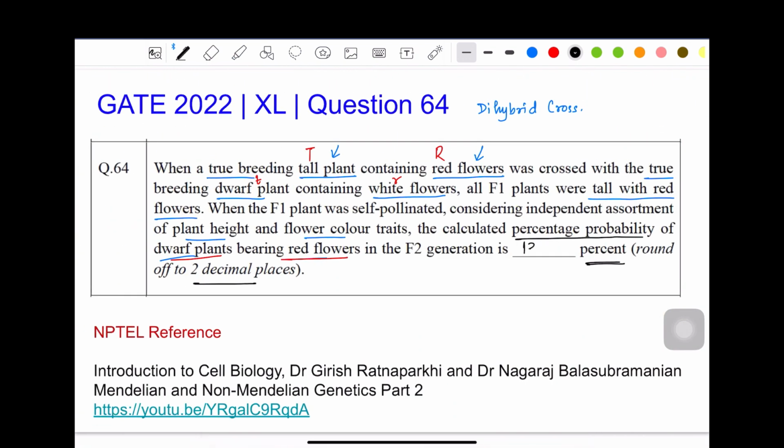So the answer is 18.75, rounded off to two decimal places. Okay, so that is the answer for this particular question.